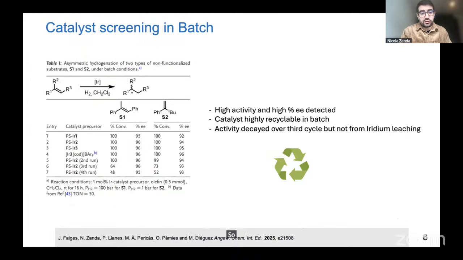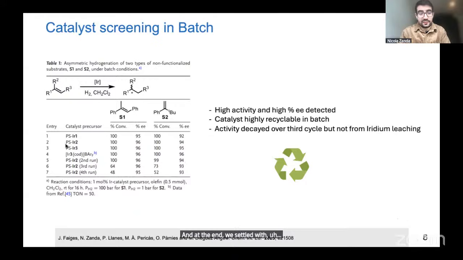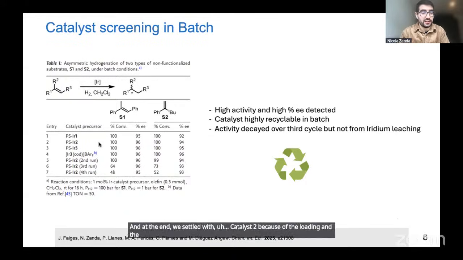So, of course, after preparing the catalyst, we wanted to screen them. We screened them first in batch, and we were glad to observe that we could achieve high conversion and high enantioselectivity in the transformation. Also, when compared with the homogeneous catalyst, which is entry number 4, compared with entry number 1, 2, and 3. And at the end, we settled with catalyst 2 because of the loading and the ease of preparing it.